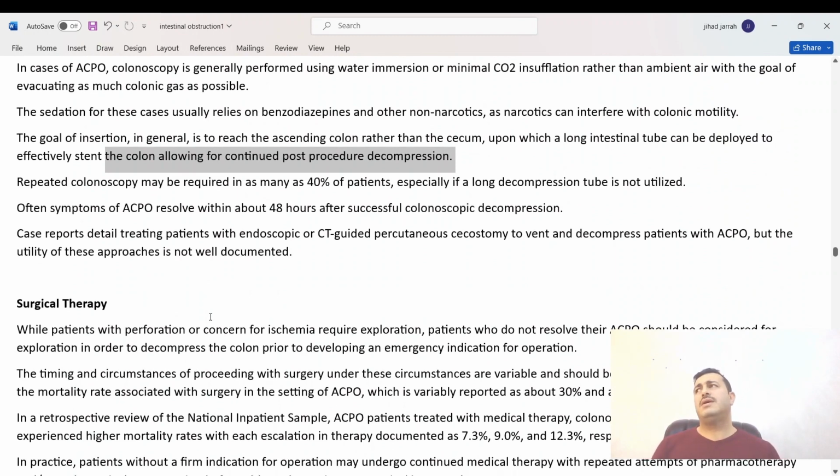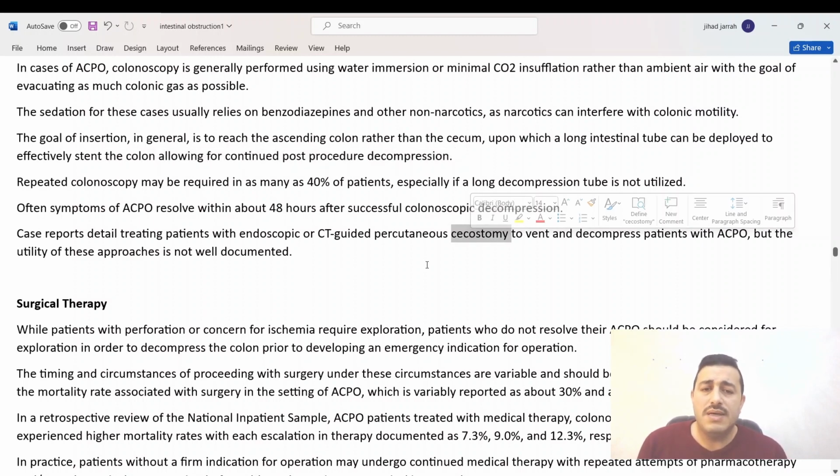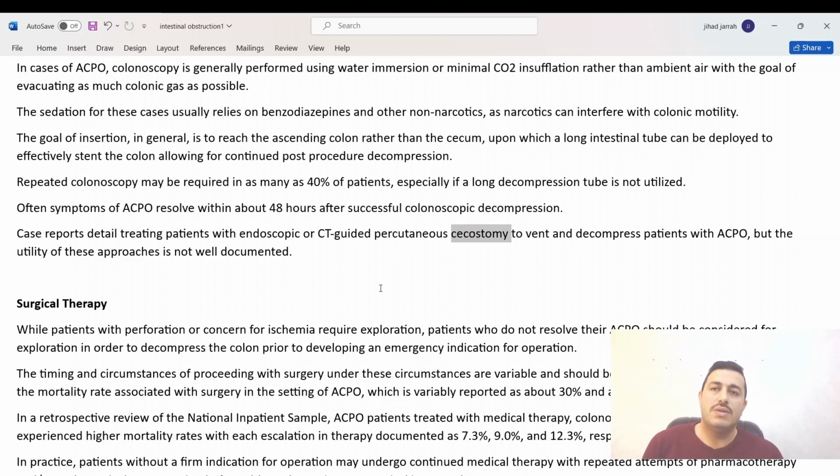Some studies about whether cecostomy helps us, bringing cecostomy, either endoscopic cecostomy, we will see, we can proceed for what we call percutaneous endoscopic colostomy or CT guided colostomy to prevent or to help us in acute colonic obstruction. Okay, the utility of this approach is not well documented till now.